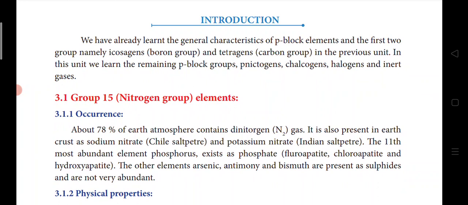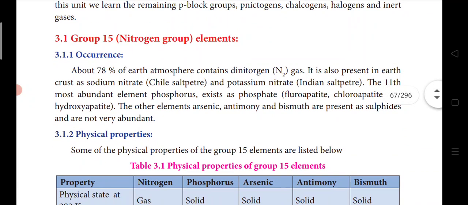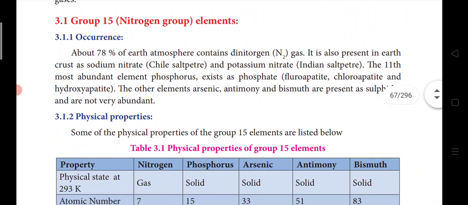Group 15 is the nitrogen group. Occurrence: about 78% of the earth's atmosphere contains dinitrogen gas. So the atmospheric presence of nitrogen is 78%. It is also present in the earth's crust as sodium nitrate, which is chile saltpeter. We have to remember this alternative name also. What is the other name for sodium nitrate? It is chile saltpeter, and potassium nitrate is Indian saltpeter.